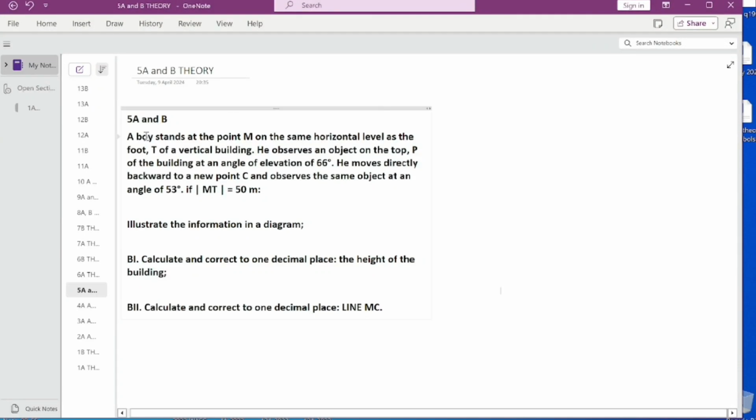Question 5a and b says a boy standing at the point M on the same horizontal level as the foot T of a vertical building. He observes an object on the top P of the building at an angle of elevation of 66 degrees. He moves directly backwards to a new point C and observes the same object at an angle of 53 degrees. If MT equals 50 meters, illustrate the information in a diagram.